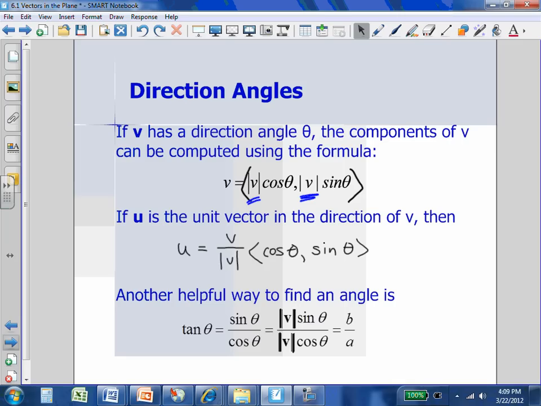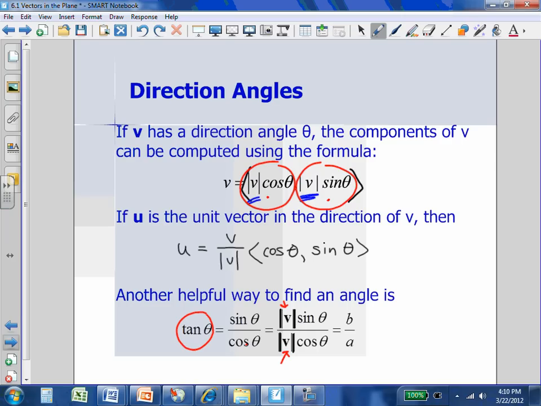Another really useful tool is the fact that the tangent, right here, is the sine over cosine. That should be pretty familiar to you by now. And if we're dealing with something that's not a unit vector, we're going to be multiplying it by the magnitude. These are just the components that you saw from up here. It's this component and this component. So it's this one over this one.